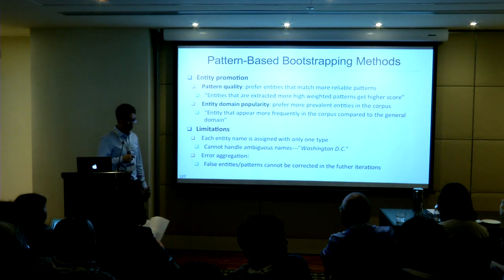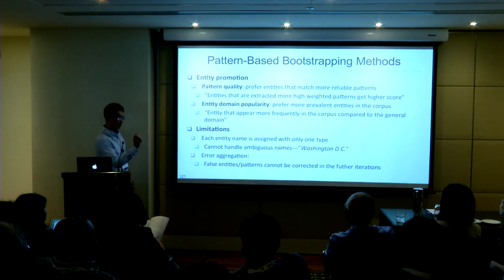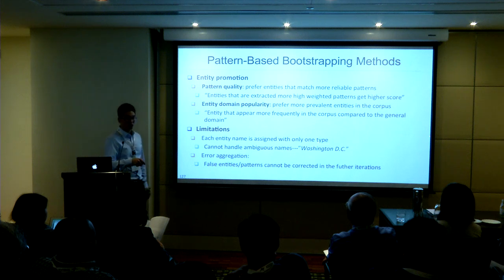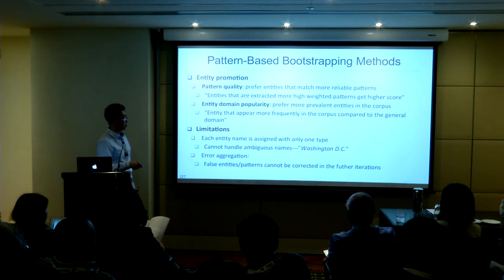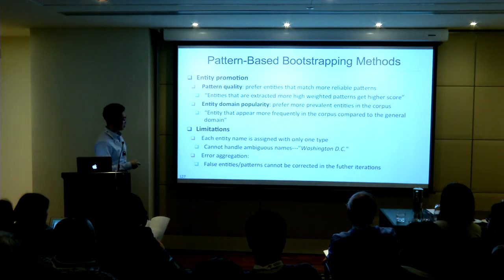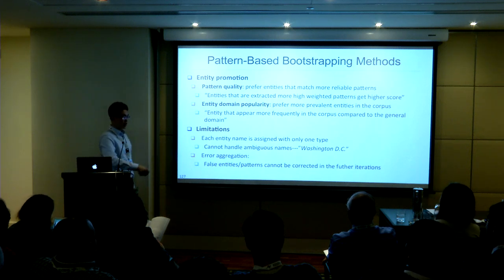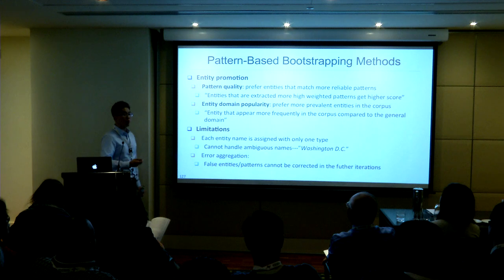Because they do bootstrapping at the entity name level, all the entity name Washington is treated as the same object, the same node in this bootstrapping process. So they will finally only assign one confident type to this entity name. Let's say, due to the corpus bias, Washington DC is assigned as a location. So you have no chance to figure out that Washington DC is actually referring to a government type of entity in this certain context. That's a very big disadvantage. And error aggregation is another problem: once you promote some incorrect seeds to the repository, they get aggregated to promote more wrong patterns, and so on and so forth.